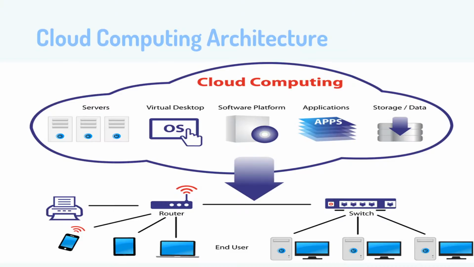And then software platform, software oriented. If you have a low-end device, you can install your application or software over the cloud itself and access your things. That is one example of Google Colab. Software platform. And then applications: you can develop your own application and run it within that. And then storage and data. So these are the things available in cloud computing.